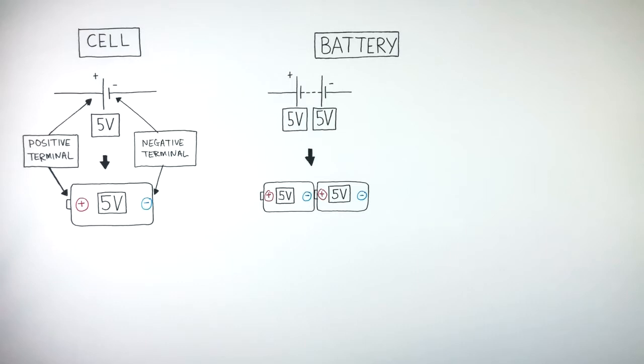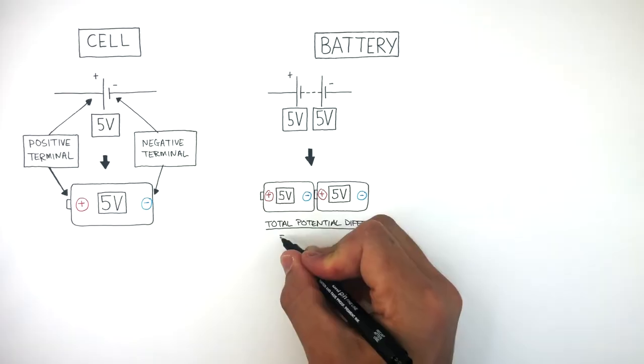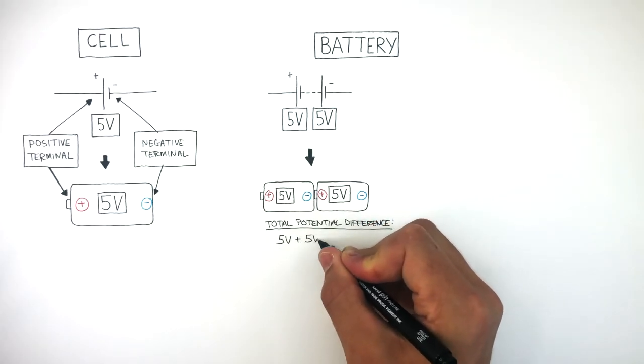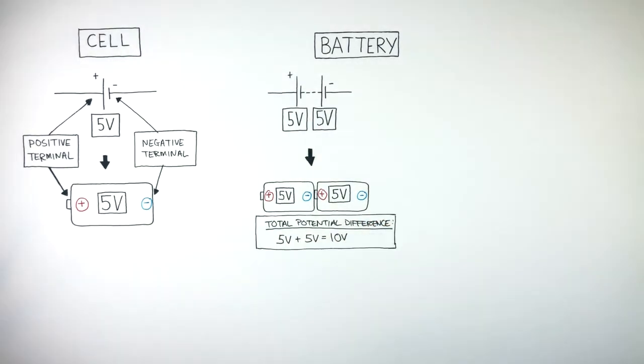So in your exam, you will need to know how to calculate the total potential difference across a battery. As there are 2 5-volt cells which make up this battery, we write 5 volts plus 5 volts equals 10 volts. The total potential difference across this battery is 10 volts.